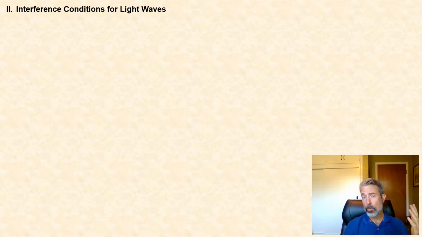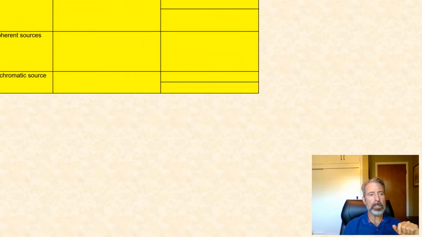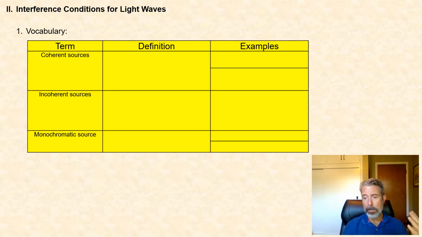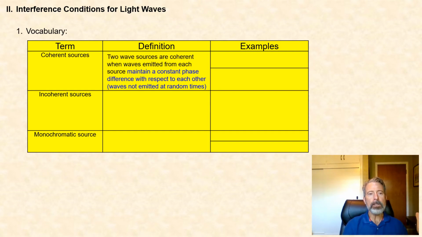In this slide, we'll talk about restrictions on or conditions for our light sources that lead to interference. So we will introduce some vocabulary that will be needed to describe these sources of light that lead to light interference. So let's take a look here. We'll start by talking about the difference between coherent light sources and incoherent light sources. Two wave sources are coherent when waves emitted from each source maintain a constant phase difference with respect to each other. In other words, the waves are not emitted at random times.